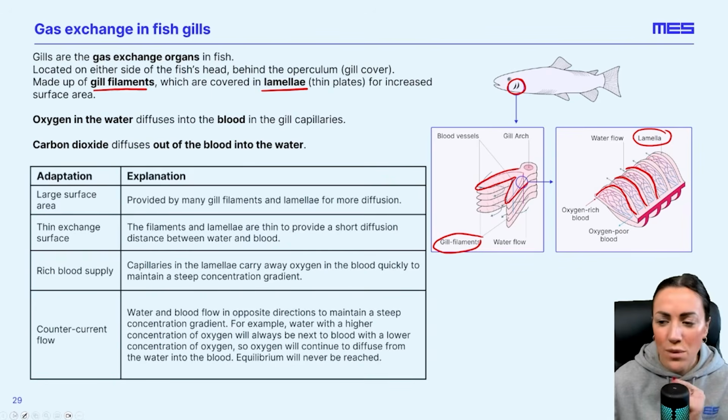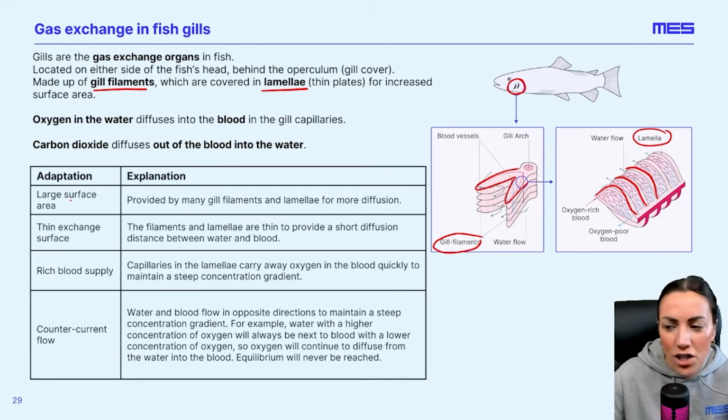So let's do what we did with the alveoli, and let's think about how the fish gills are adapted to maximize the rate of diffusion and therefore maximize the efficiency of gas exchange. We've already said they have a large surface area. This is because the gills have many gill filaments and many lamellae, so you're going to get more diffusion taking place at one time, or faster diffusion.